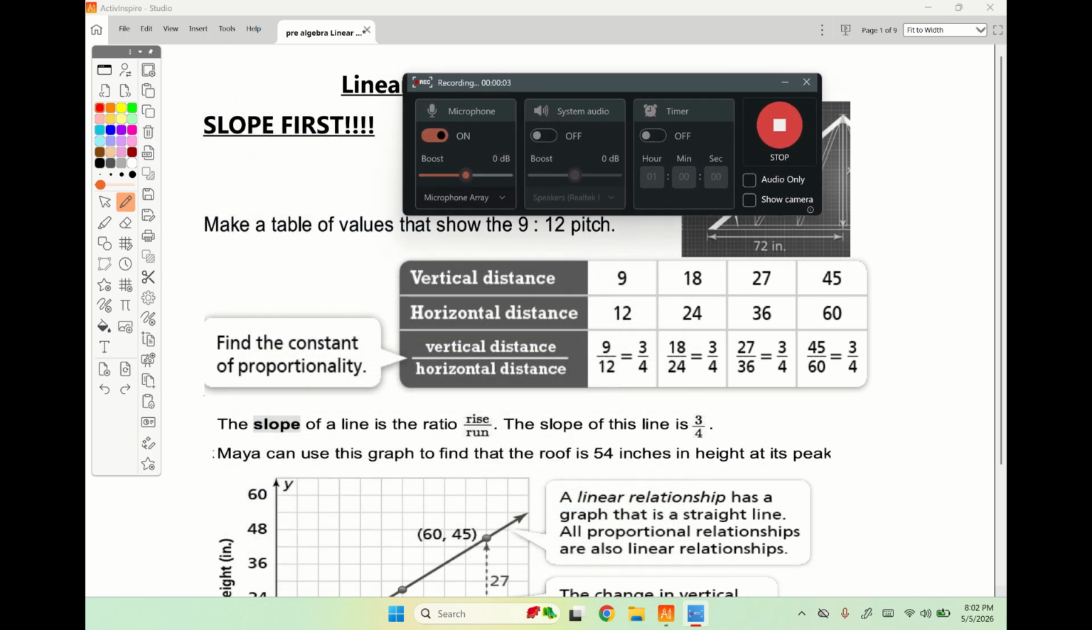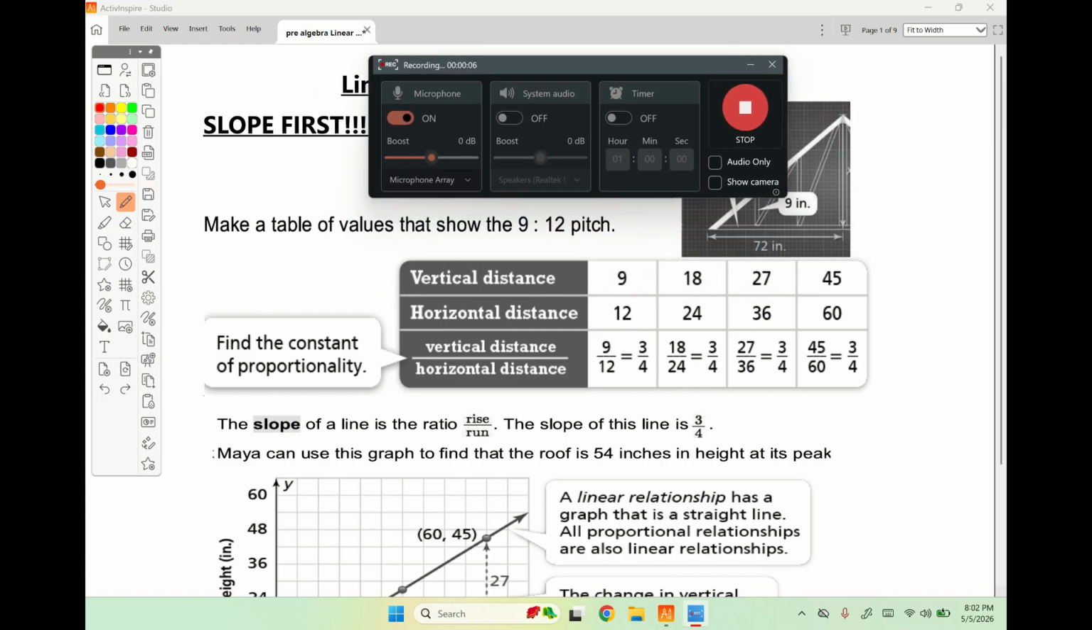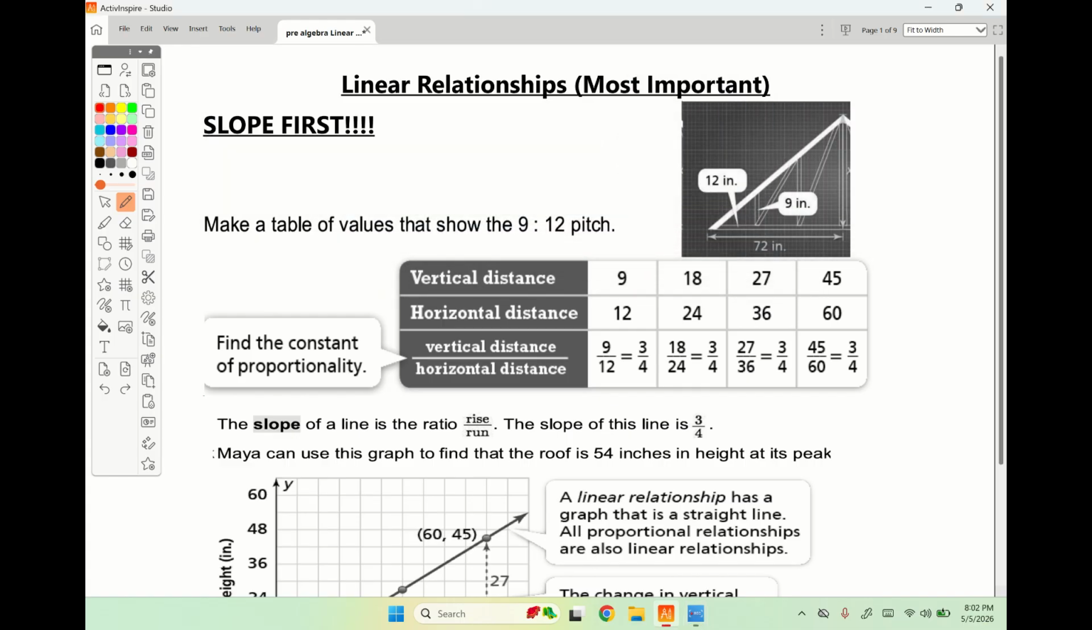Alright, here's a little video on linear relationships. We're going to start with slope. Alright, you have a table. You can find the slope of the line by using your slope formula, which is y2 minus y1 over x2 minus x1. Or you can just see what the change in the y is and put it over the change in the x. Right?